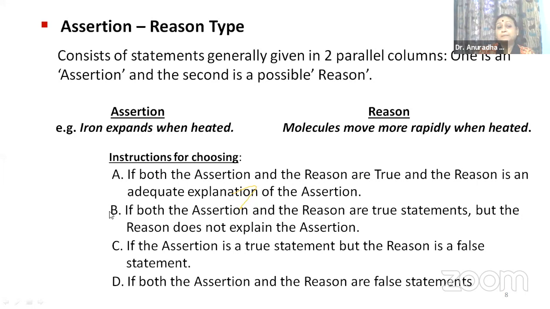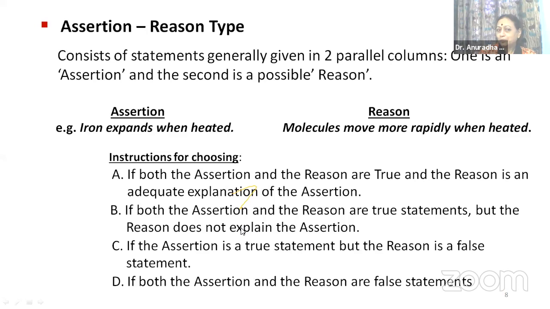Sometimes it can be that the assertion is true, but the reason is wrong. So if both the assertion and reason are true statements, it can be like this also: the assertion is true, the reason is true, but the reason is not an explanation of this assertion. C is if the assertion is a true statement, but the reason is a false statement. You can have many more combinations, if both the assertion and the reason are false statements.